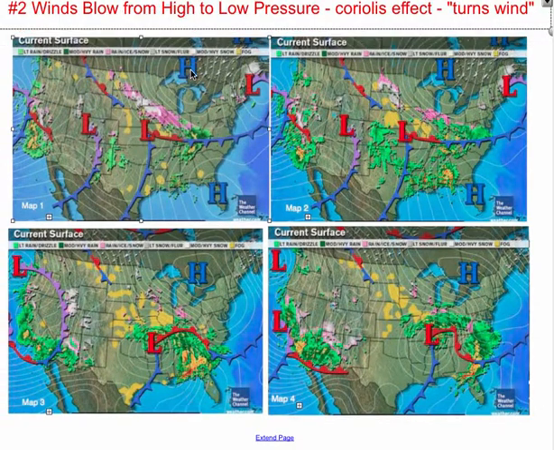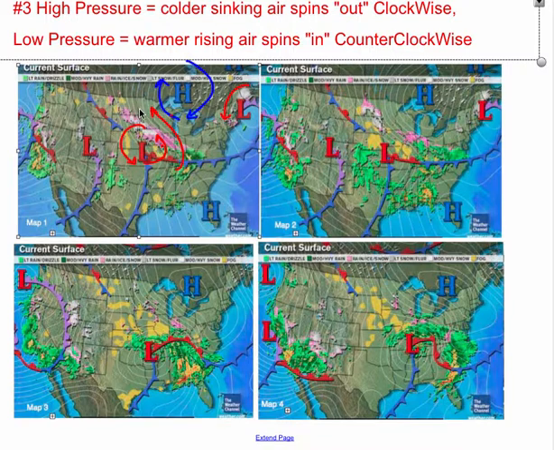Winds blow from high to low pressure. They seem to move in a straight line, but due to the Coriolis effect, winds turn, so they don't end up going in a straight line. Instead, they end up spinning. High pressure gets that clockwise outward spin, and low pressure gets that inward counterclockwise spin. So the air to this low will be rushing in and around, and the air to this high might be moving out towards this low and out towards this low. Got to know which way things are moving.